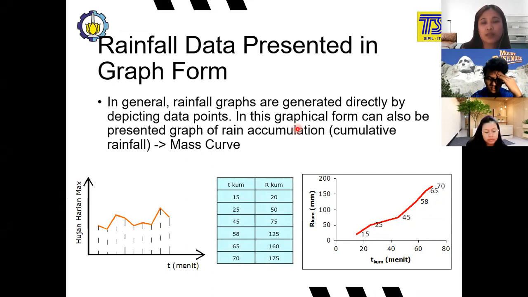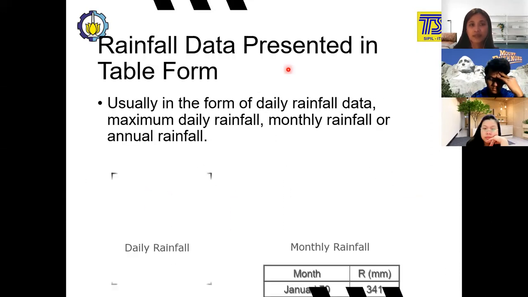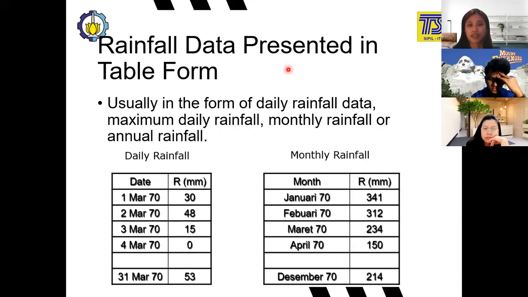So from our previous meeting, we talked about precipitation, which is about the rainfall data presentation. It can be presented in graph form, diagram form, and table form.